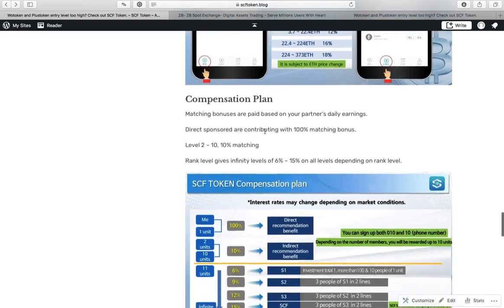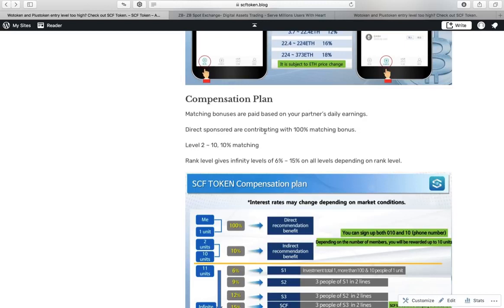Okay, let's discuss the compensation plan. So affiliate commissions will be paid based on your partner's earnings, right? So if you sponsor one partner in your first line, you will be receiving 100% of his or her earnings. And that bonus is also called matching bonus. And then from level 2 to 10, you will earn 10% matching bonus. So 10% of what your partners in those levels 2 to 10 will be earning.